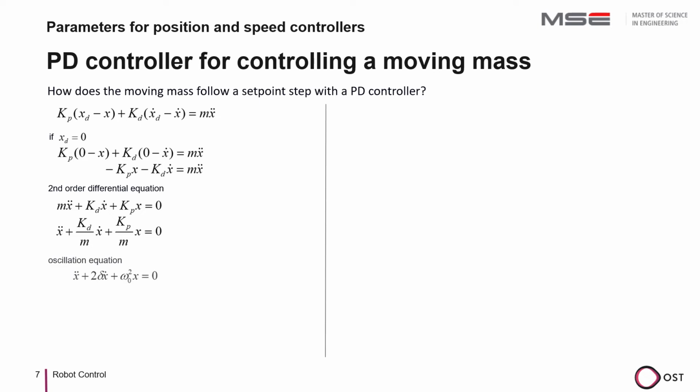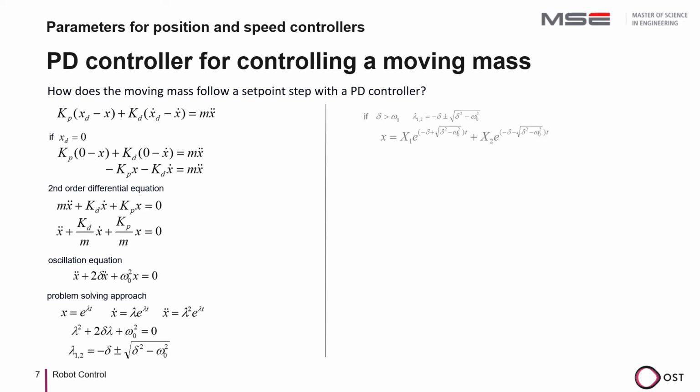We substitute the quotient kd by m with 2 delta and the quotient p by m with omega squared and obtain the well-known oscillation equation. I assume that x equals e to the power of lambda t, and I derive twice in order to get x dot and x dot dot. After inserting the substitutions into the vibration equation, I can shorten by e to the power of lambda t and thus get rid of my approach. I solve the resulting quadratic equation and get 2 solutions.